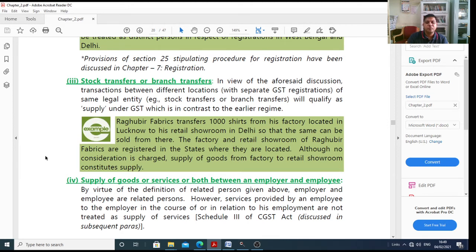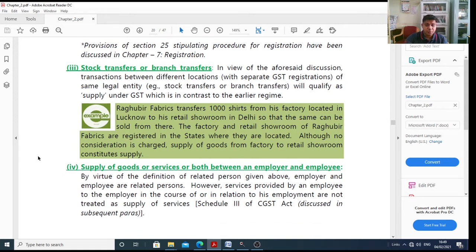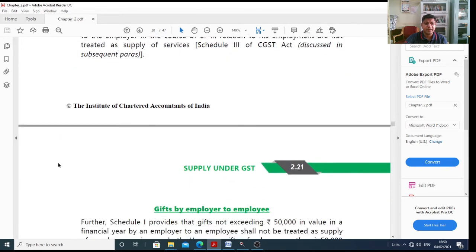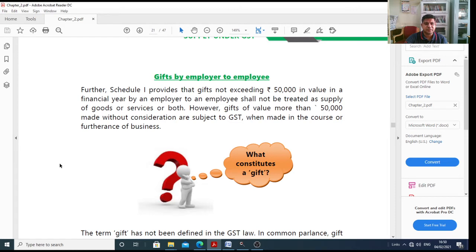Because here Raghubir Fabric transfers 1000 shirts from the factory located in Lucknow to the retail showroom in Delhi, where they can be sold. The factory and retail showroom are registered in the state where they are located. We can say that it is a stock transfer or branch transfer. I hope you understood what we mean by branch transfer or stock transfer.